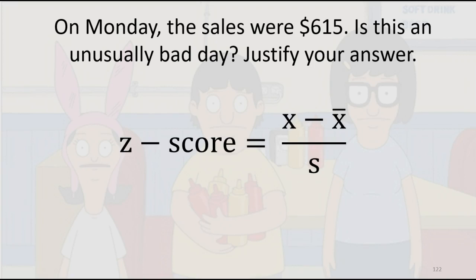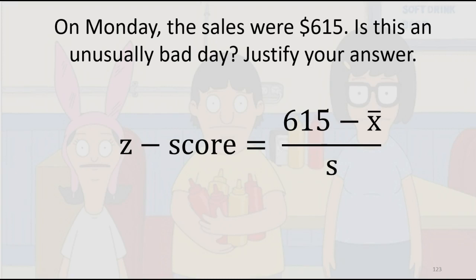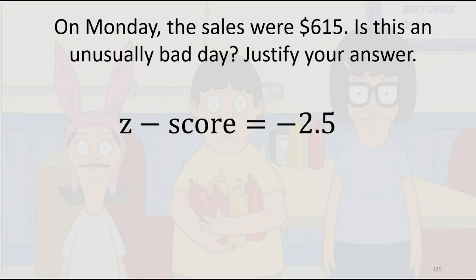Well, to figure out if this is an unusually bad day, we're going to calculate the z-score for the sale value of 615. To do so, 615 is our x, and then we want to substitute in the mean and the standard deviation given in the problem. This gives us a z-score of -2.5.